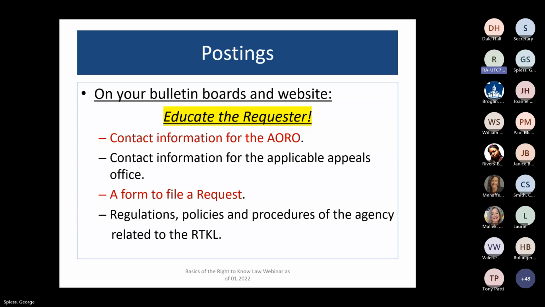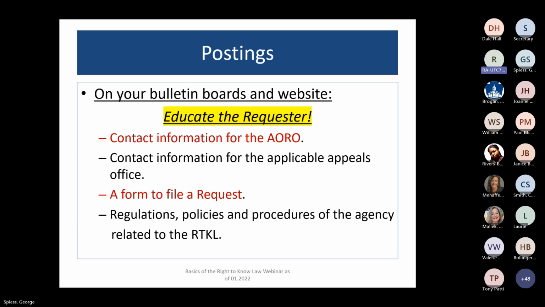Then you need to have contact information for the applicable appeals office. If my Right to Know request is denied, what do I do? Well, typically you would have them reach out to the Office of Open Records. And I would recommend simply posting the URL to our website because most of the work we do is online. Then you need to provide a form so that if they don't have one, and like Brenda said, if you're requiring that they use a form, you need to have a blank one available for them to use. And then any of those local regulations, policies, or procedures that your agency may have enacted in addition to what the Right to Know Law says.